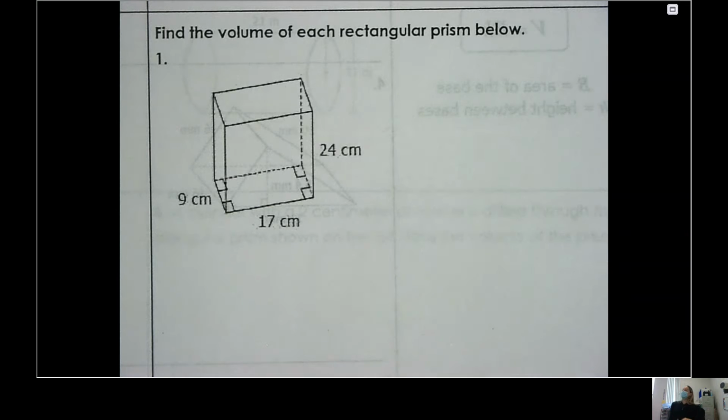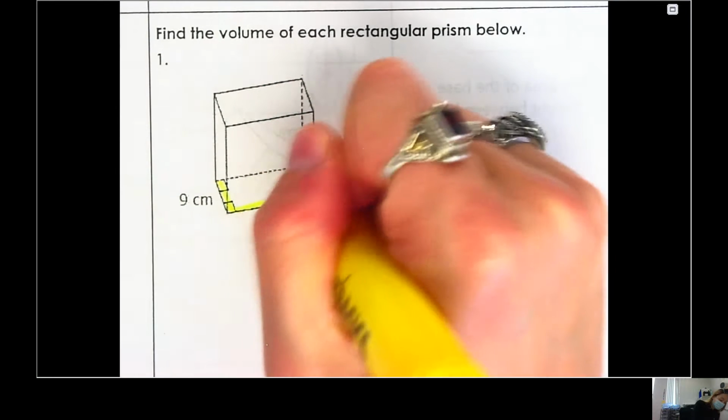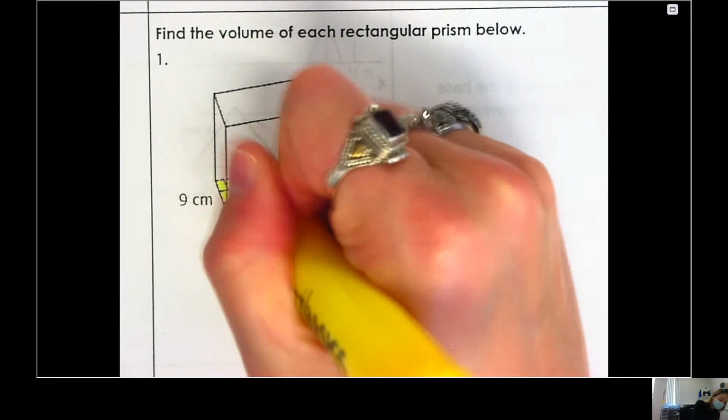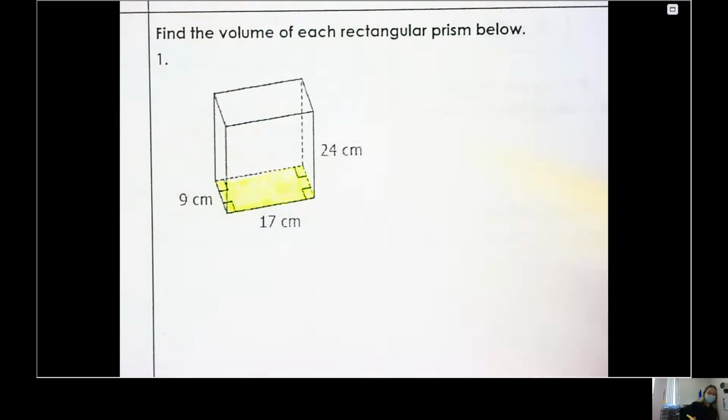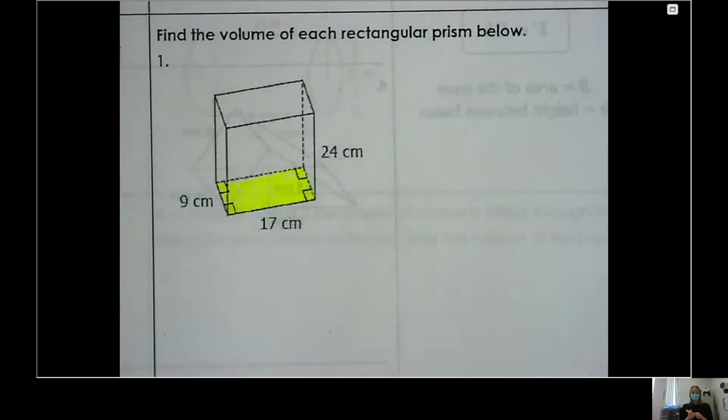So the first thing I want you to do is, if you have a highlighter, use a highlighter, or if you want to just color it in, I would like you to get into the habit of coloring in the base. So I'm going to take my base shape here, and I'm going to color it in, highlight it. A rectangular prism. All right, so I'm going to find the volume by taking the length times the width times the height.